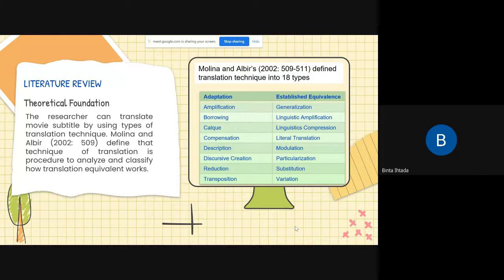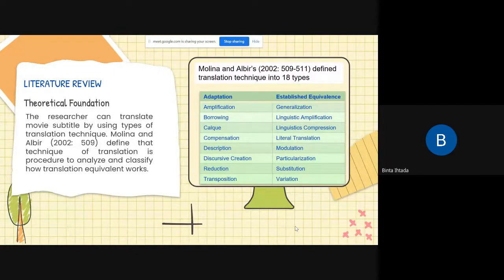The next is established equivalent. Established equivalent means a technique that is common for translators. We use expressions in the source language that are generally based on daily use. For example, the source language "oh my God." The meaning of "oh my God" is not "oh Tuhanku," but we can translate it as "ya ampun." Next is generalization. Generalization is translating a term that is well known in the public with a more general term in the target language. For example, we have the source language "becak" or "bajaj," and in the target language we can translate it as "vehicle." Next is linguistic amplification.